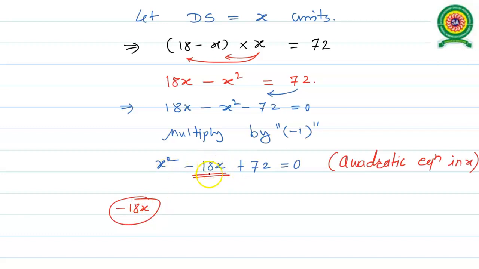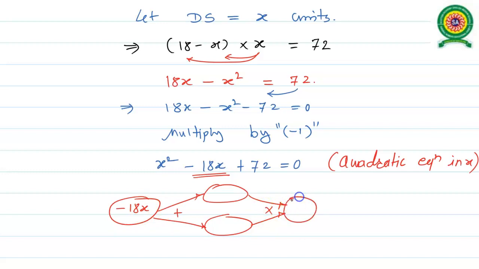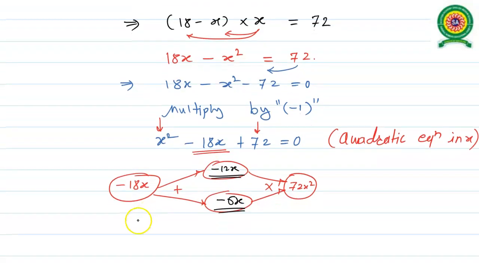The middle term of the quadratic equation is minus 18x. We have to split it into two terms such that their addition is minus 18x and simultaneously their product is the product of the first and last term, meaning 72x square. So which two terms are there? Adding gives us minus 18x and multiplying gives us 72x square. So the two terms are minus 12x and minus 6x. Now I am splitting the middle term in the form minus 12x minus 6x.